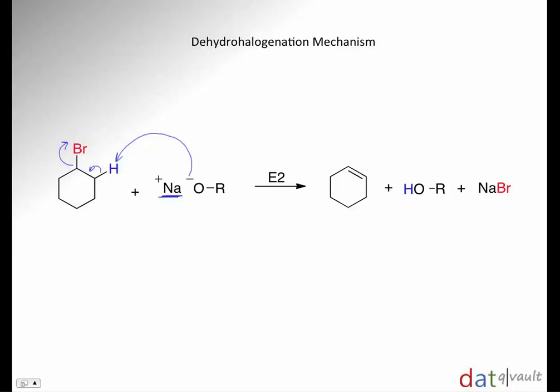Dehydrohalogenation reactions, which is important to know, are always an E2 elimination reaction when done in the presence of a strong base. The halogen never leaves to form a carbocation. So if you remember, E2 elimination reactions are concerted mechanisms, and they go without the formation of a carbocation intermediate.